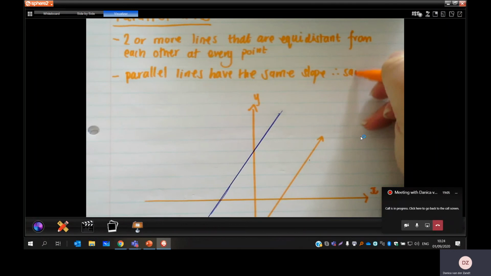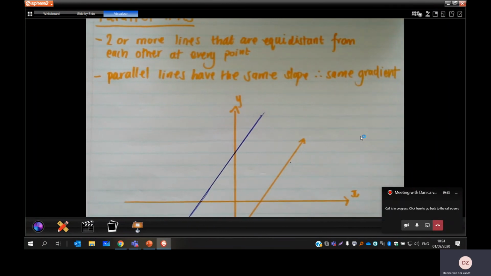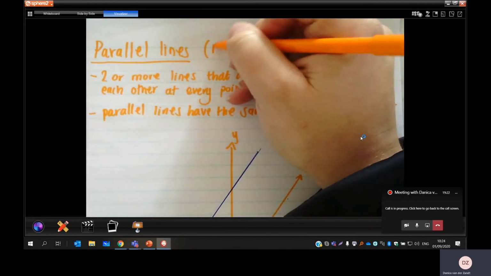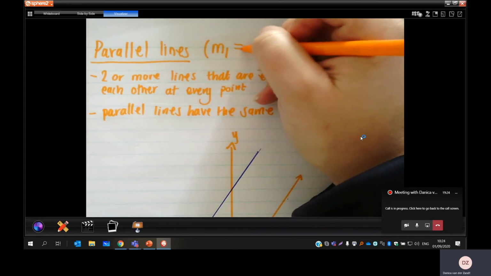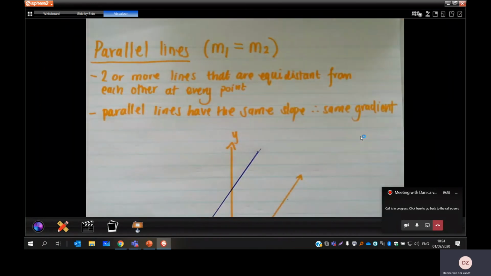Therefore, same gradient. Parallel lines have the same slope, therefore the same gradient. So since they are parallel lines, I will always know that the gradient of my first line will equal the gradient of my second line.